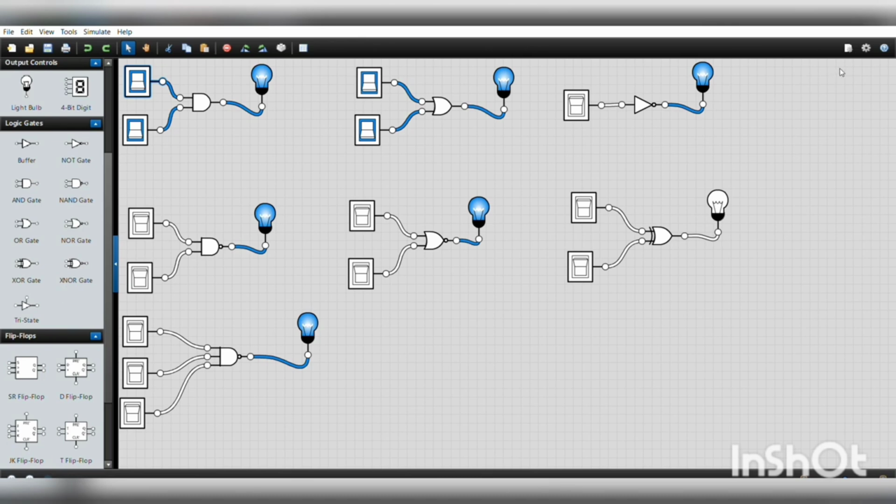Moving on to the NOT gate, as we saw in the demo, when your input is 0, your output becomes 1. And when your input is 1, your output becomes 0.